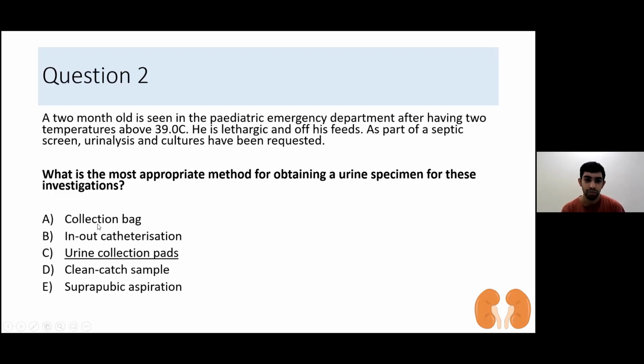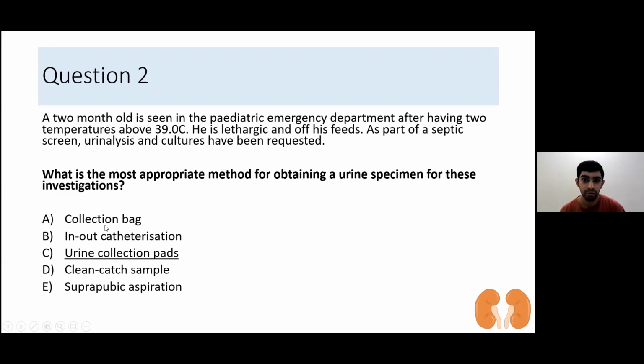So these are all methods by which we can collect urine samples in children, okay? Essentially, E is inappropriate for the most part because it is very invasive, and we don't typically tend to do that in pediatrics unless we absolutely have to. And in-out catheterization, once again, we don't tend to catheterize children too often, and we rarely do in-out catheterization just to obtain a urine sample. Now that leaves options A, C, and D, right?